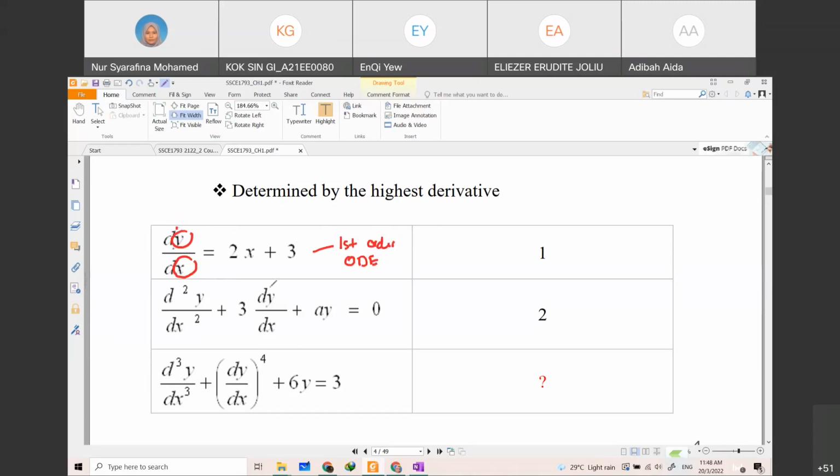So for this case, the highest derivative here is d squared y. So the order is 2. This is a second order ODE. So now, let's take a look at this. What is the highest derivative for this example to determine its order?